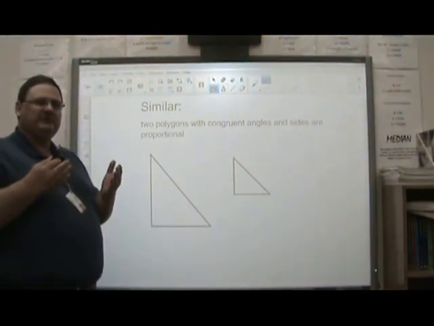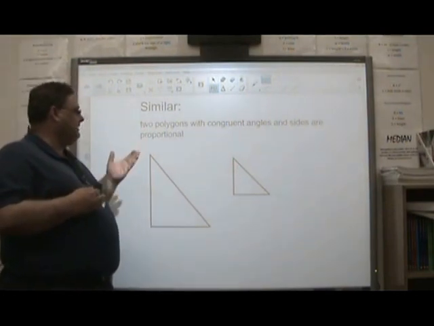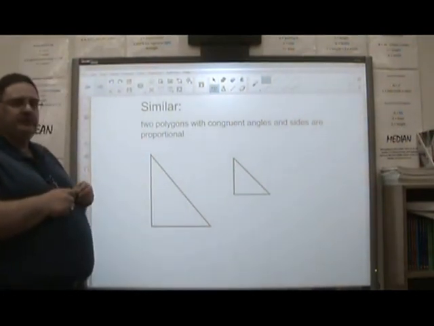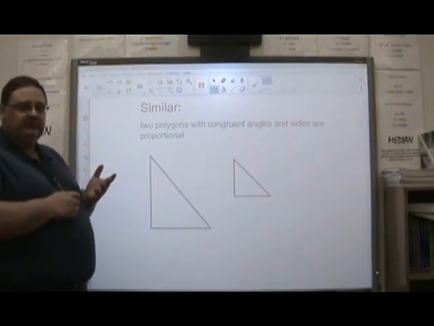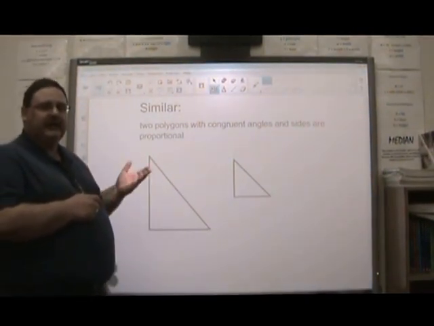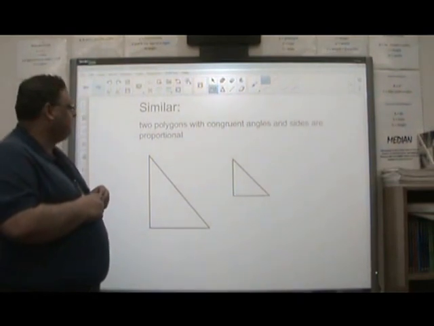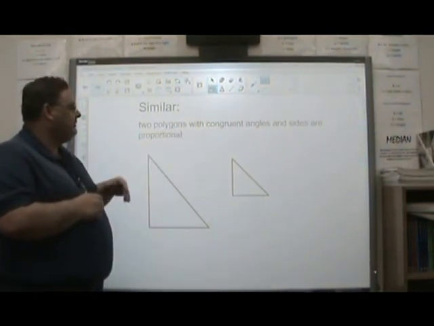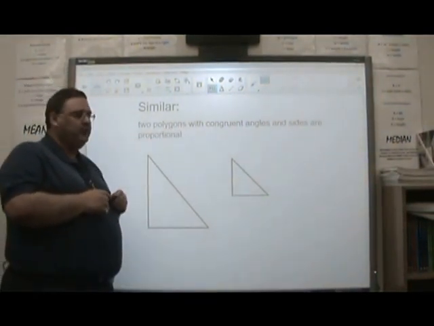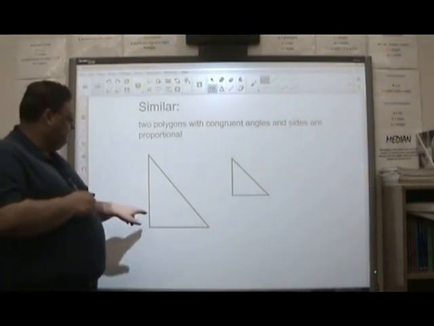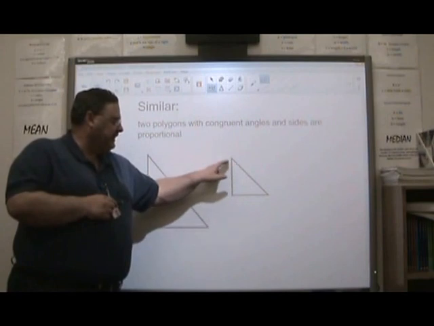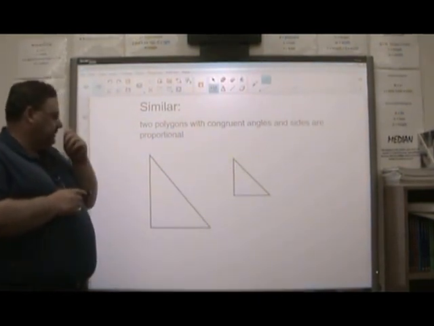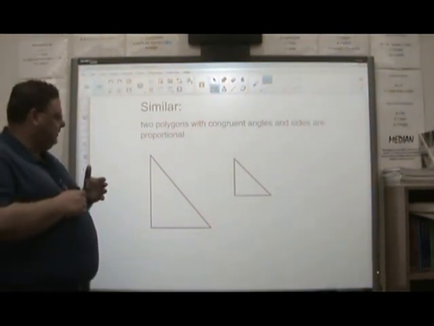Well, Coach, what do you mean, what's a similar figure? And as you can see by my definition, a similar figure is two polygons or shapes with straight edges. So you're looking at triangles, squares, rectangles, pentagons, and whatnot. And two polygons that have all congruent angles. What do I mean by congruent? It means they're the same measure. Okay? Every angle here has the same measure in the same place.